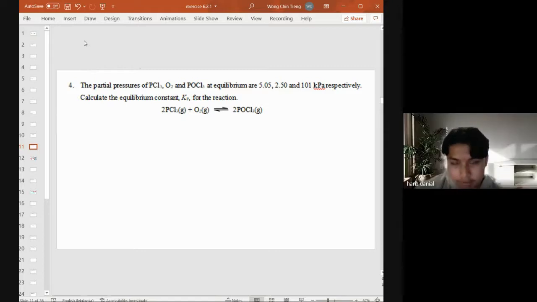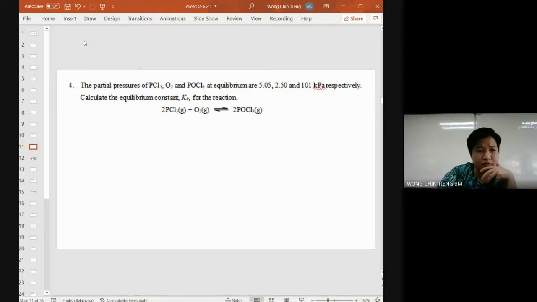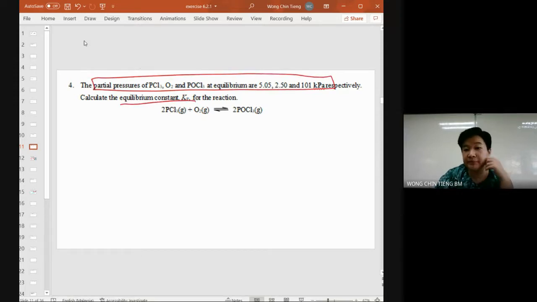Sebab value dekat equilibrium. Sebab semua value yang dia bagi sekarang dah at equilibrium. So kita boleh guna terus value yang dia bagi untuk calculate Kp. Okay?